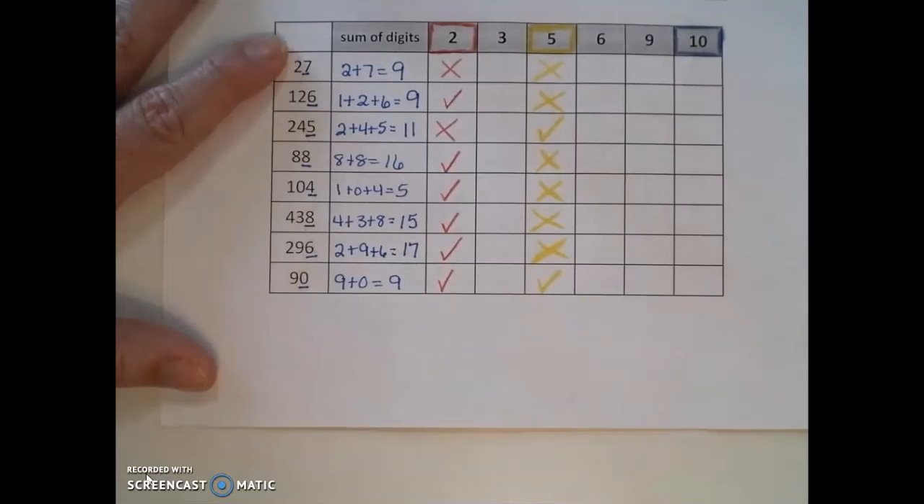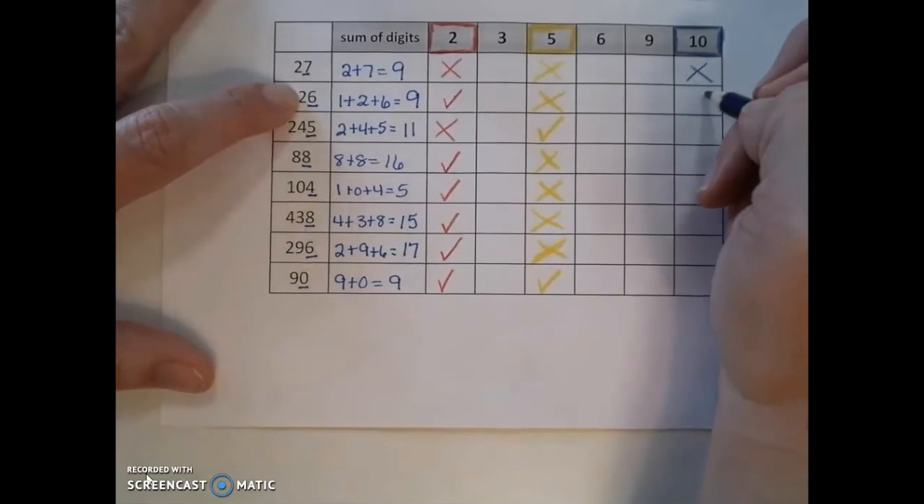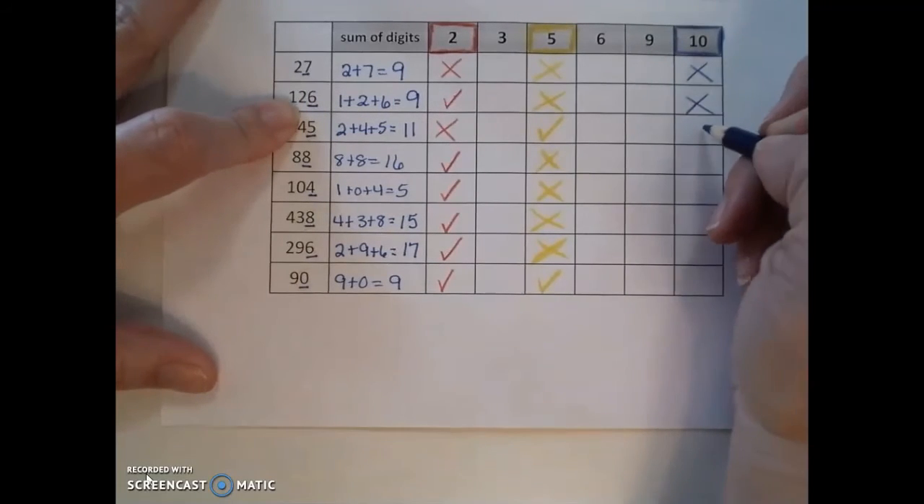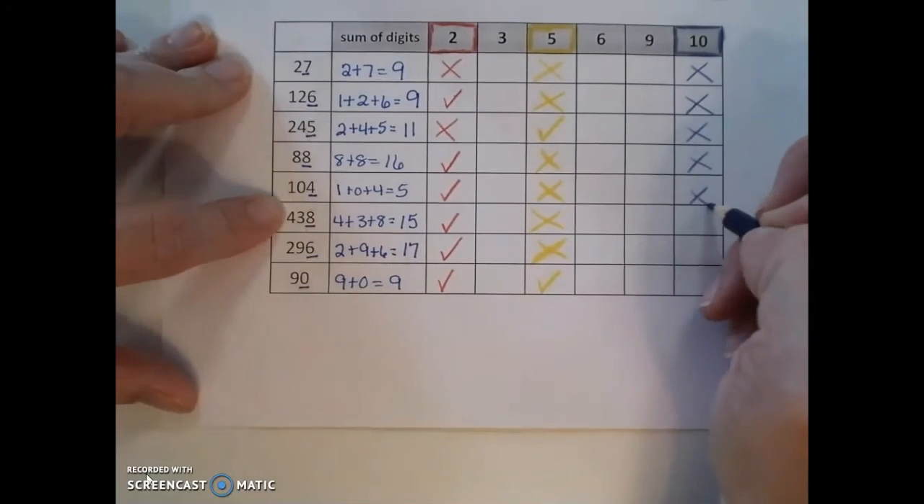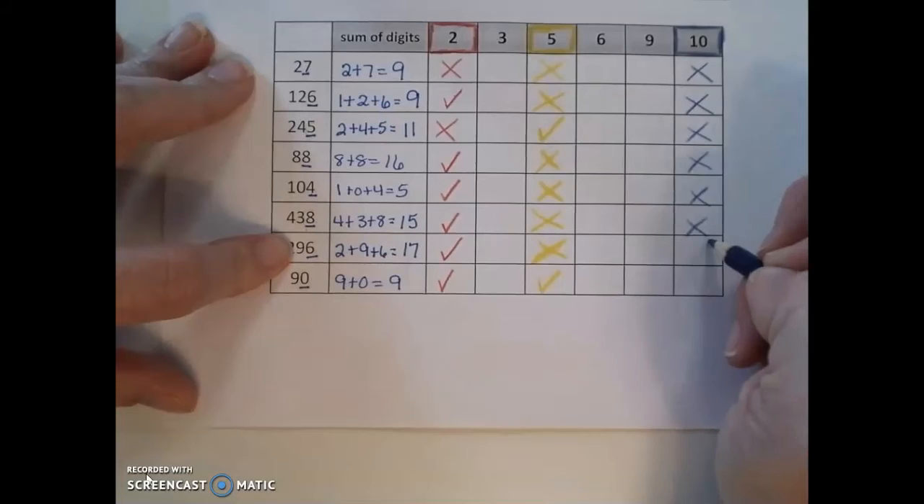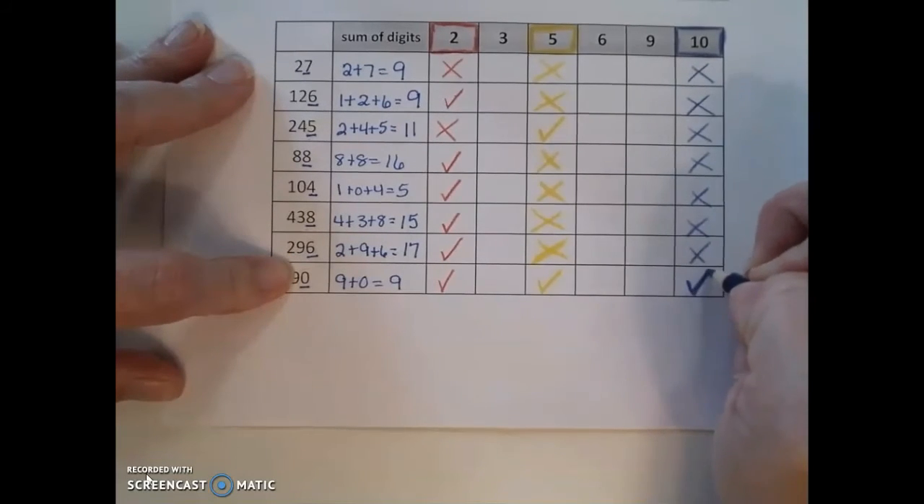And for 10, the last digit has to be a 0. This one's a 7, so that's a no. A 6, no. A 5, no. An 8, no. A 4, no. 8, no. 6, no. But here we do have a 0, so that means 90 is divisible by 10.